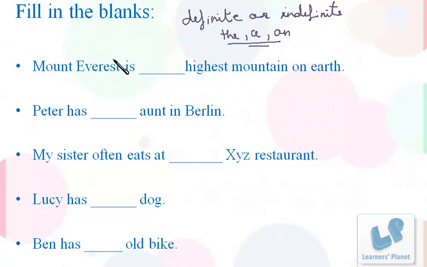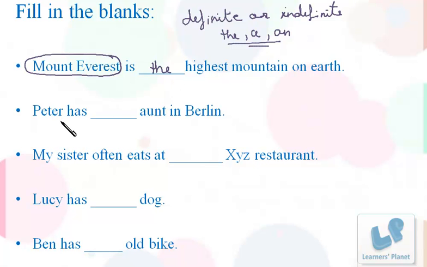Over here we're talking about Mount Everest. There's only one of this type, and it's being praised over here that it is the highest mountain on earth. That's why we will use the over here, as in the session on definite articles, we have read the usage of the.